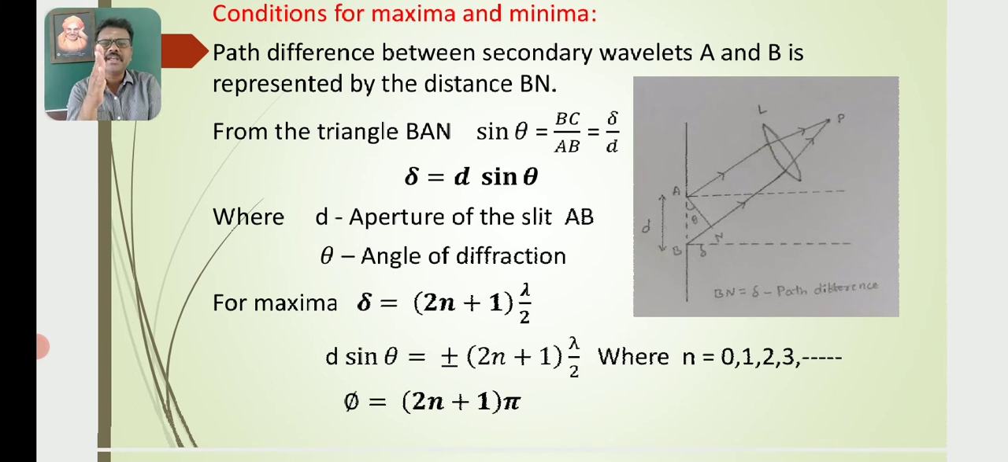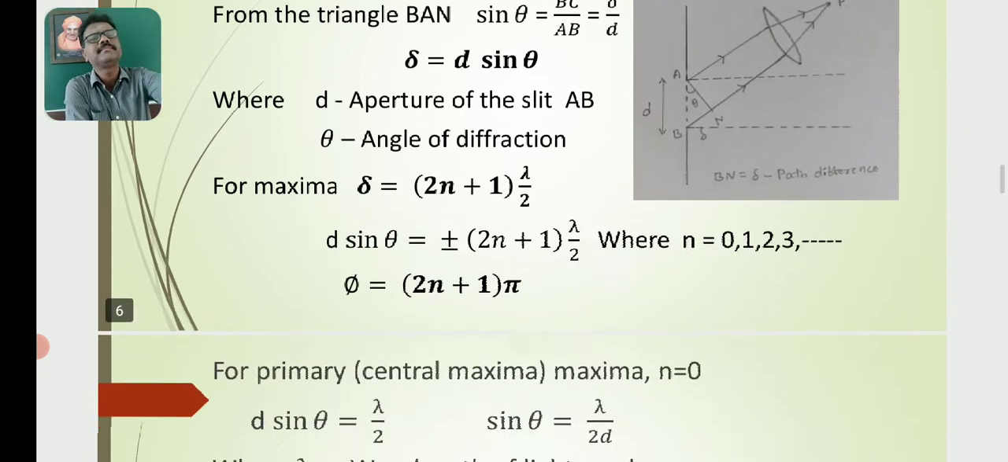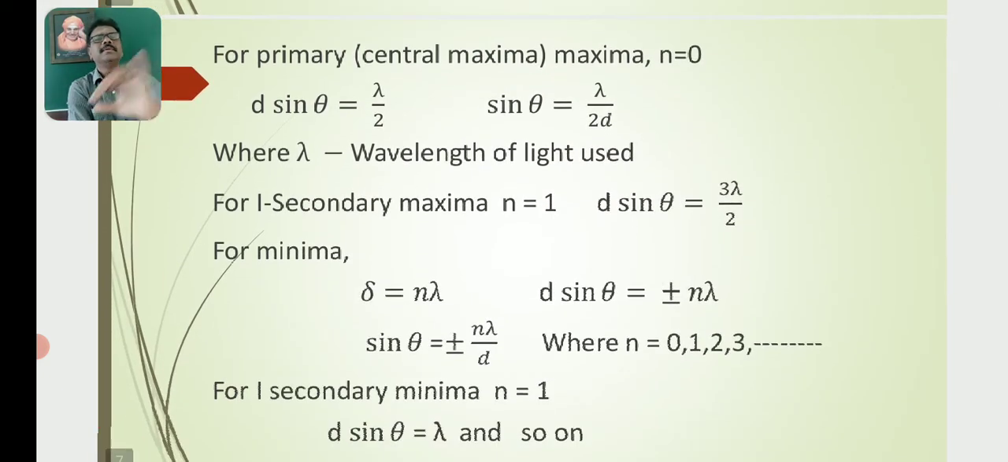So this is exactly opposite to the conditions for bright and dark fringes in case of an interference pattern. For the primary central maxima, n is equal to 0. Then d sin theta is equal to lambda by 2, so sin theta is equal to lambda by 2d, where lambda is the wavelength of light used. For the first secondary maxima, n is equal to 1, d sin theta is equal to 3 lambda by 2.